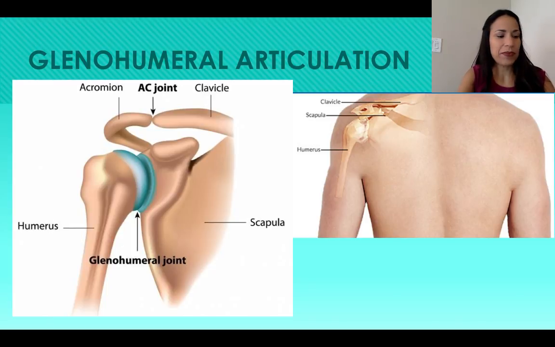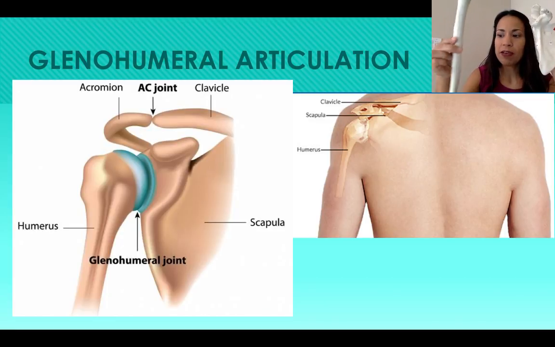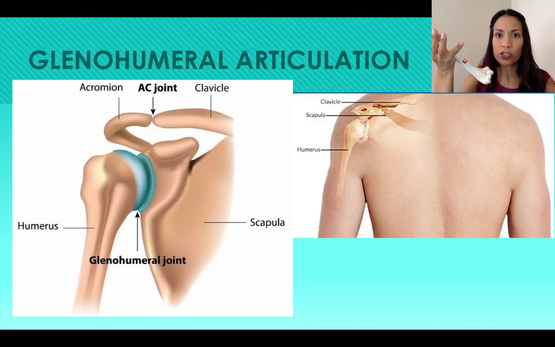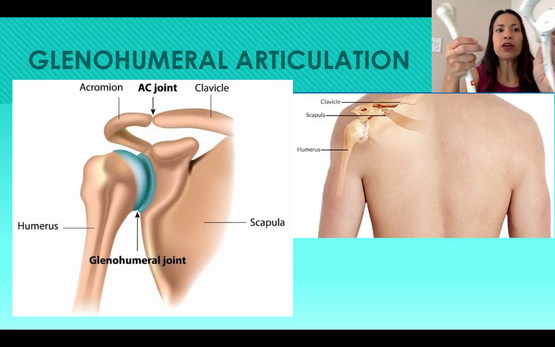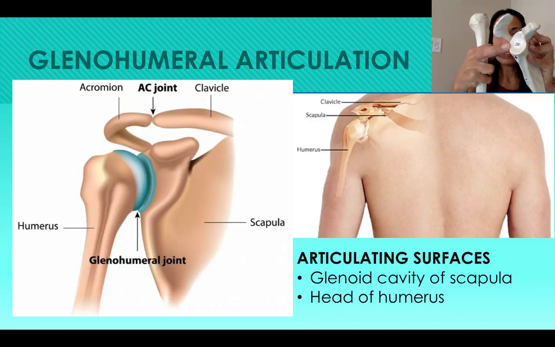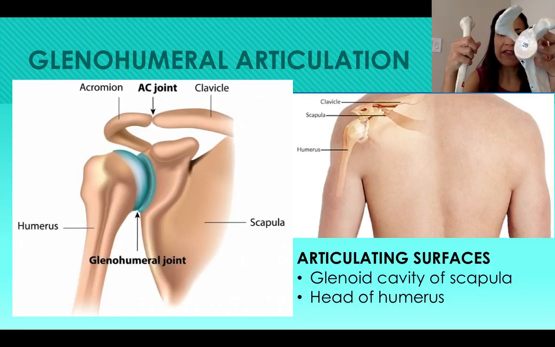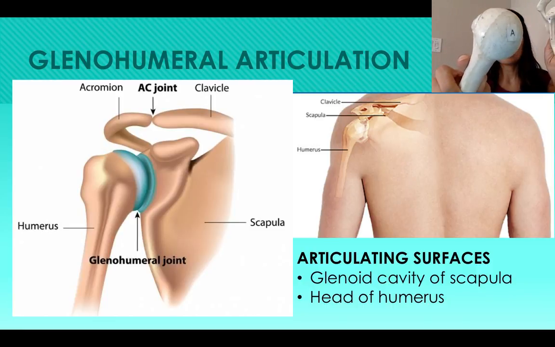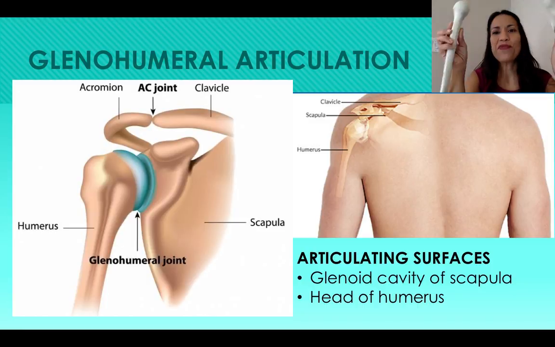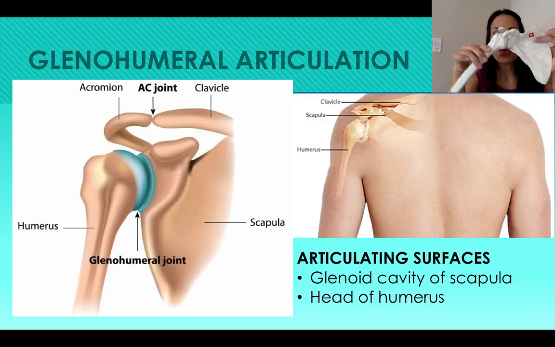We already described the scapula part of the pectoral girdle. We already described the humerus part of the upper limb. So we are now able to understand the glenohumeral joint, or glenohumeral articulation. Here, we're going to describe the two articulating surfaces: in the scapula, the glenoid cavity, and on the humerus, the head of the humerus. They both meet together and form a joint, the glenohumeral joint.